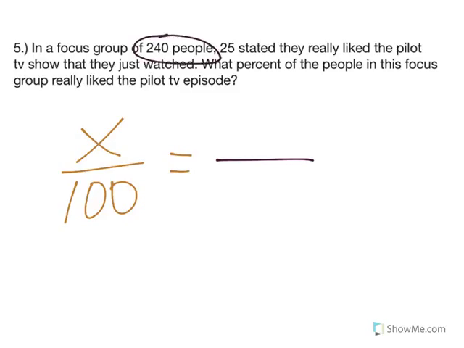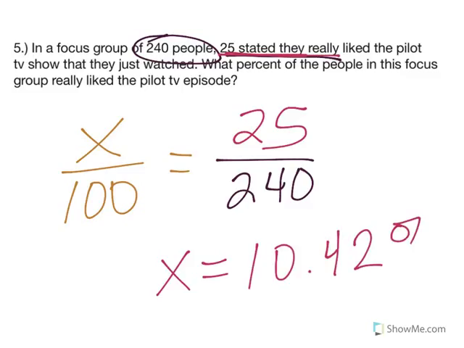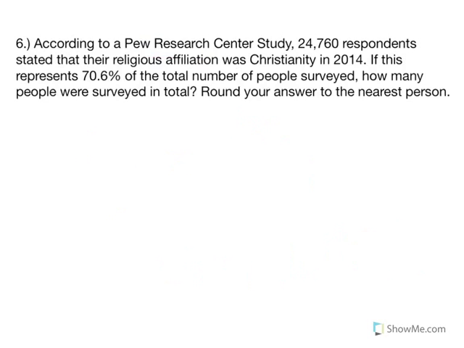So when you look at these two numbers, you have 240 people, 25 liked the TV show. Which one of those numbers is everybody? Well, the focus group was 240 people. That's everybody. 25 of them liked the TV show. That's only part of the group. So part to whole, and that ends up giving us an answer of 10.42%. And I did round, I believe.